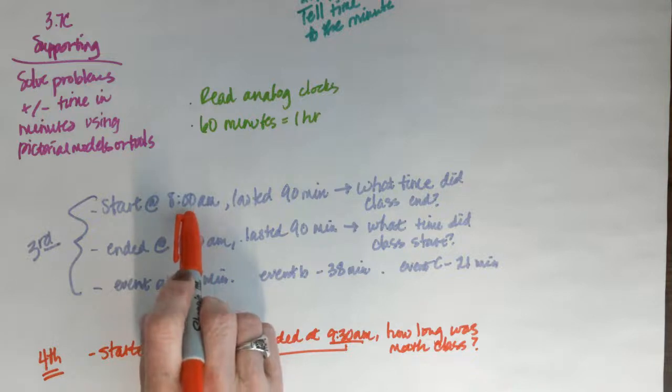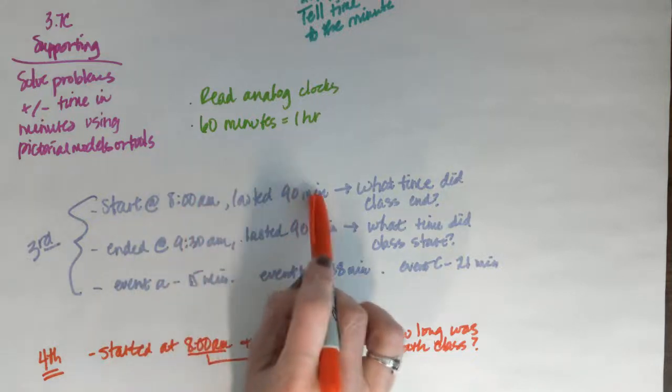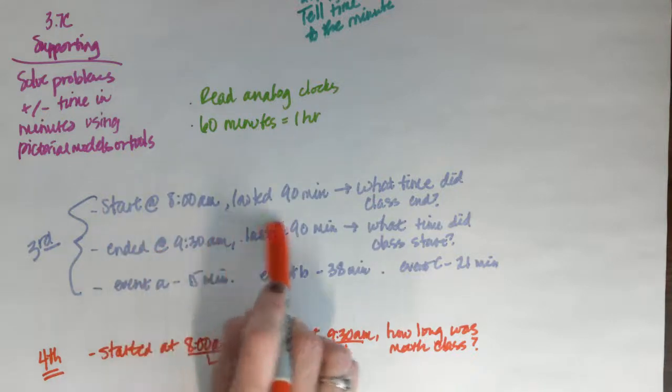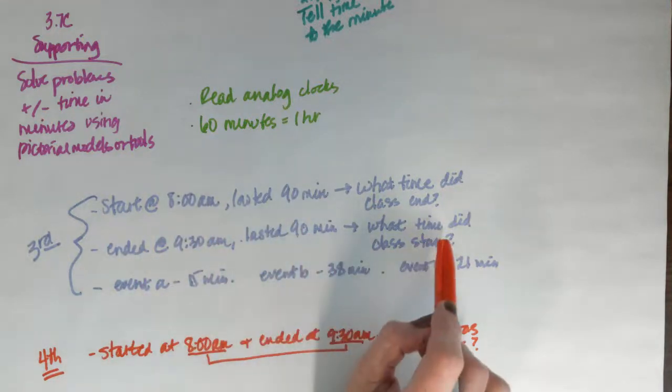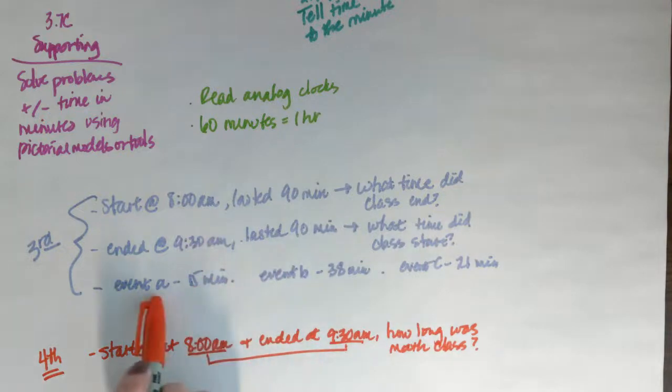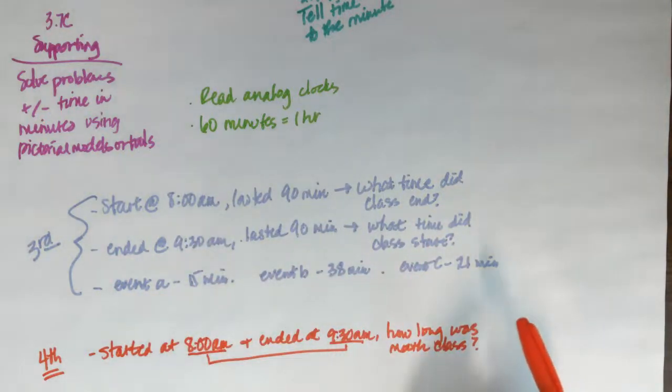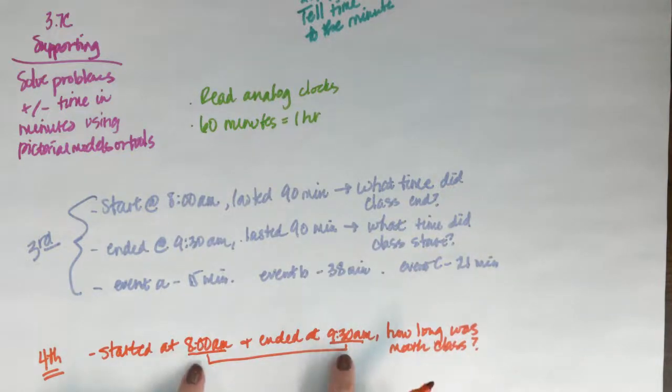You are either given a start time or an end time. If you're given a start time, you're given the number of minutes to add to it to find the end. Or if you're given the end time, you're given the number of minutes to take away from it to find the beginning. Or you're just asked to add time intervals. You are not asked to figure out the amount of time that elapsed between a start time and an end time. That's fourth grade. So really watch your resources to make sure that you are staying on your standard.